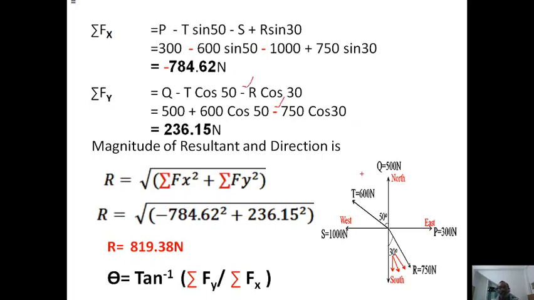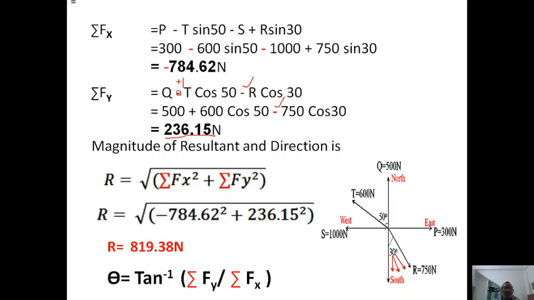Therefore R cos 30, and the angle given is adjacent to the y-axis, so you should take cos, therefore cos 30. So after the calculation you get 236.15 as the algebraic sum of sigma Fy, right? So here it is positive.